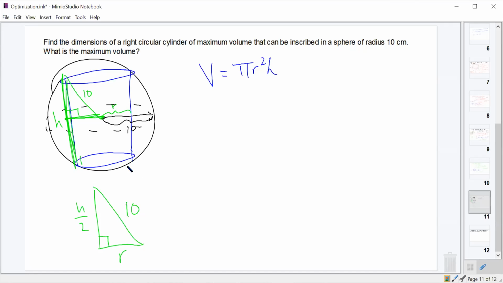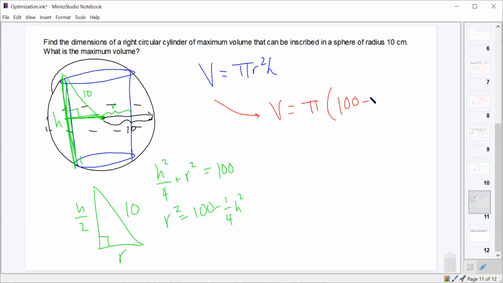We know that h over 2 squared, that's h squared over 4, plus r squared is equal to 100. We've already got an r squared in here, so maybe this time we should just replace the r squared with what we got here. So r squared is 100 minus 1/4 h squared, and we'll get that our volume is pi times 100 minus 1/4 h squared times h. Or distributing it all through, volume is 100 pi h minus pi h cubed over 4. Everybody good with that or no?